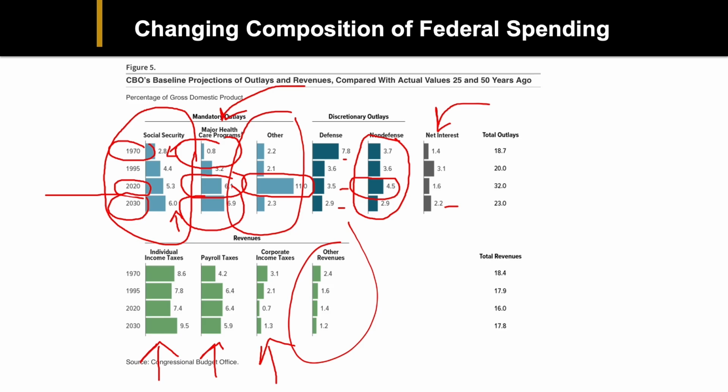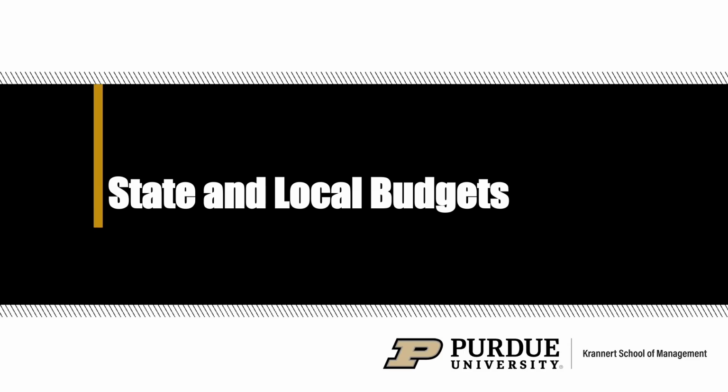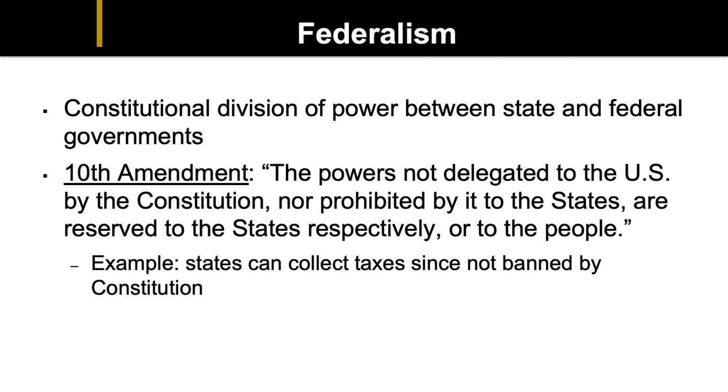So next, let's talk about state and local budgets. Particularly, we want to focus on the federal government's interaction with state and local budgets. First, let's talk about federalism. It's the constitutional division of power between state and federal governments.